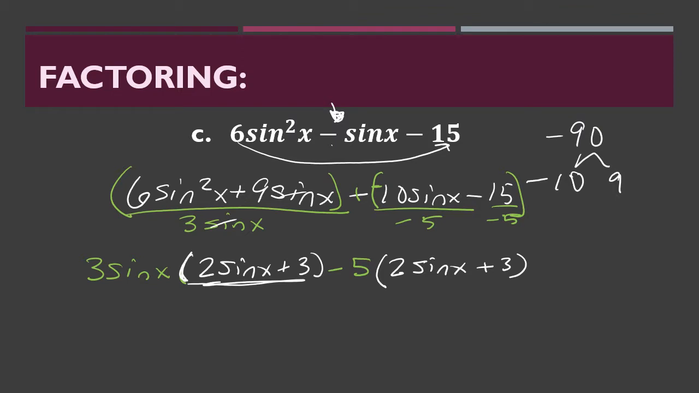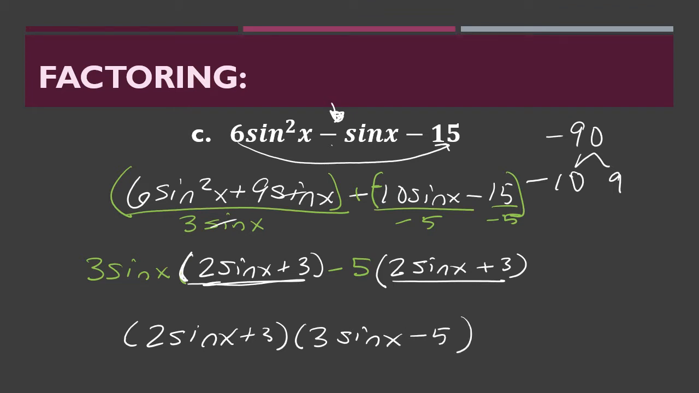Now, each of these terms has a 2 sine x plus 3, so I can take the 2 sine x plus 3 out of the problem, and that's going to leave me with 3 sine x minus 5.